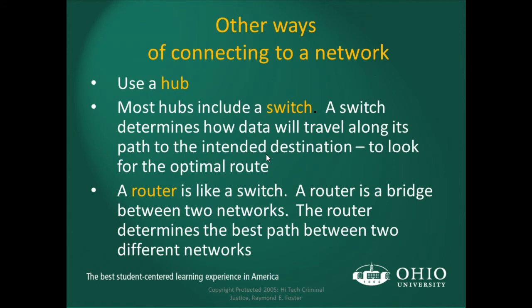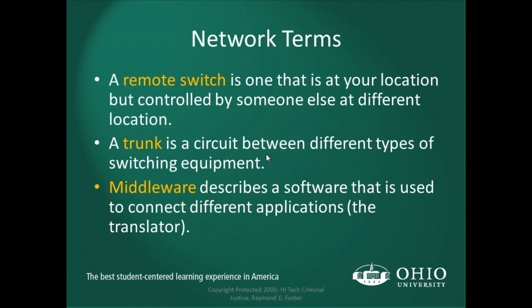Other components to a network, you have a hub. A hub is going to be a small device that will allow multiple computers to connect to it and talk to other computers. Typically, most hubs today have a switching function, and it dictates what traffic can flow which way within that hub or switch. A router is a bridge between two networks. The router determines the best path between the two networks. It will allow certain traffic and will stop other traffic based on the routes that are set in that router.